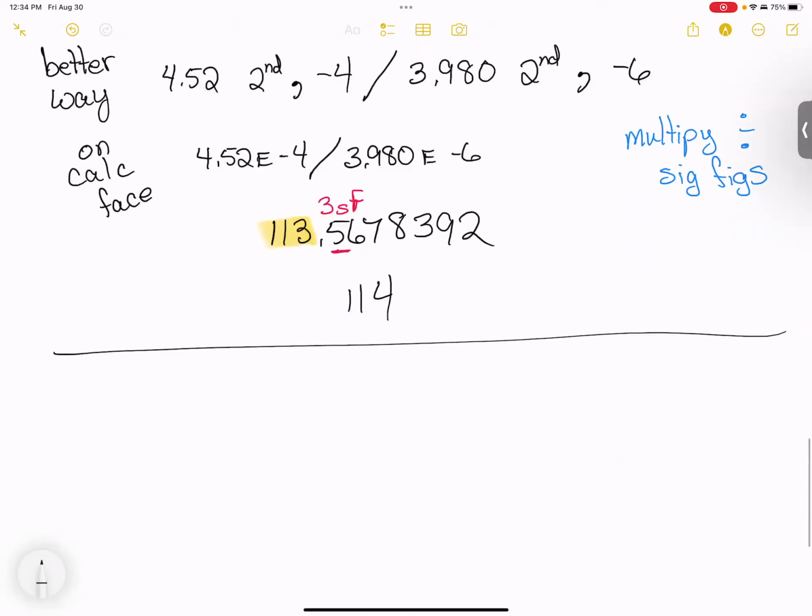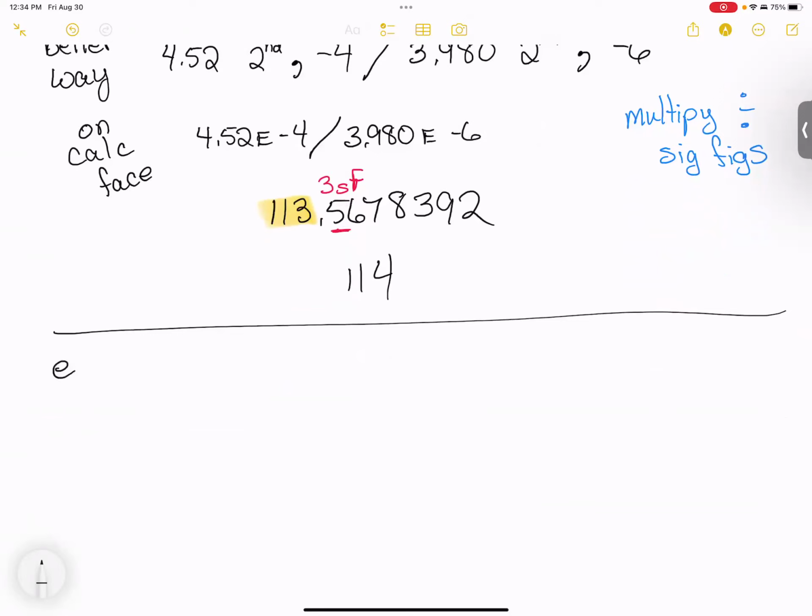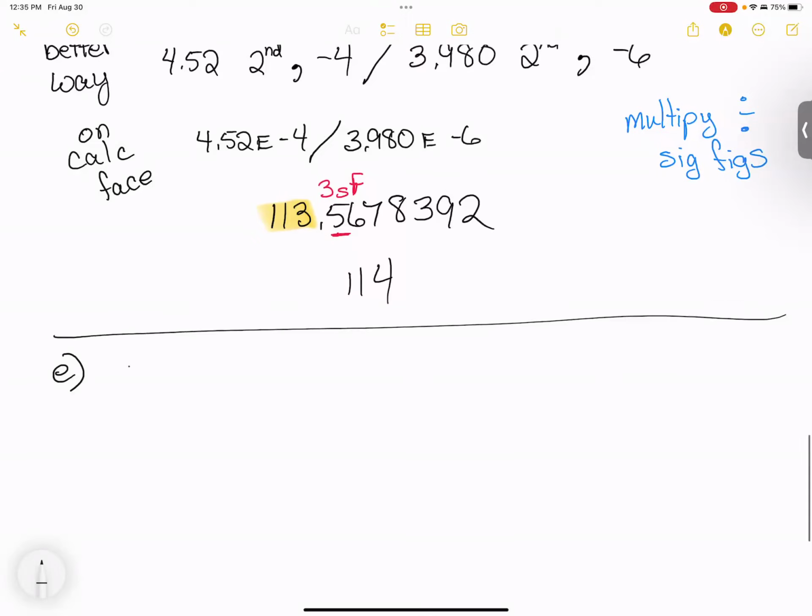Okay. Let's look at another problem. Any questions about multiplication and division? Let's look at a multiple order of operation problem. 118.7 divided by 2 minus 35.5.